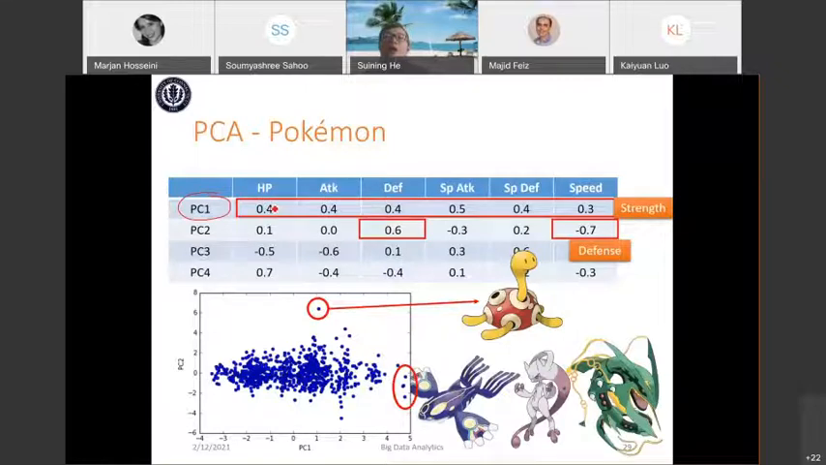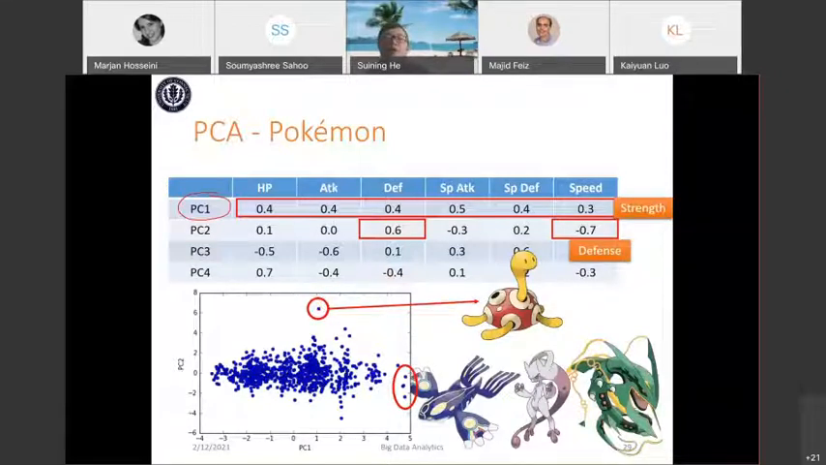Here the values are the contribution of each attribute within this principal component. For the first principal component, all the different attributes contribute very similar values, meaning that when describing all those Pokemons, all those attributes contribute, and that is how we can differentiate them. So the first principal component preserves the variance of the entire data set. But for the other principal components, we also observe some interesting behavior.